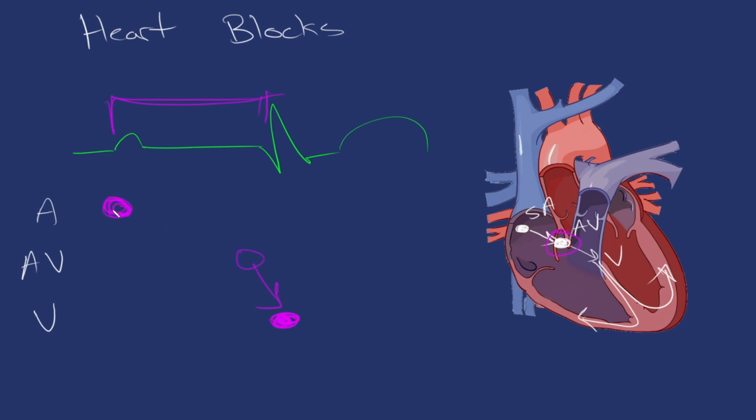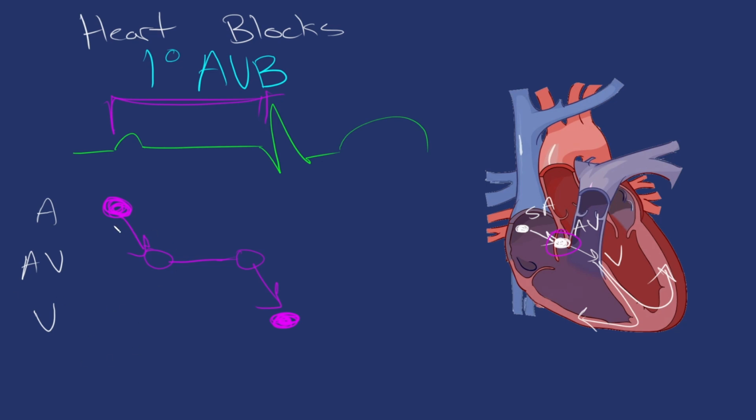We do have our SA node. So it is sent it down, but the AV node is hanging on to this for too long. But it does eventually send the signal. Okay, so this first one here is called our first degree heart block. Okay, first degree heart block or first degree AV block. All right. And that is when the PR interval is long, but they're still related.